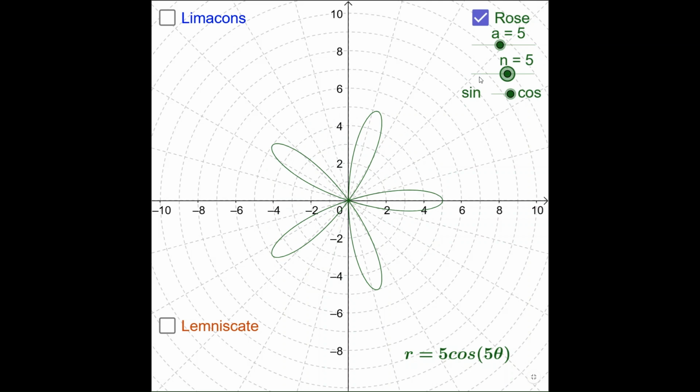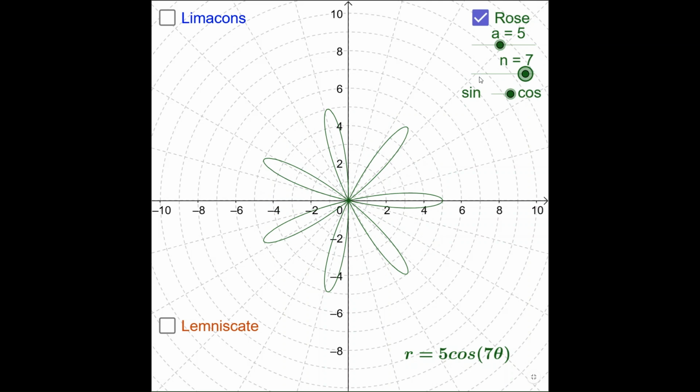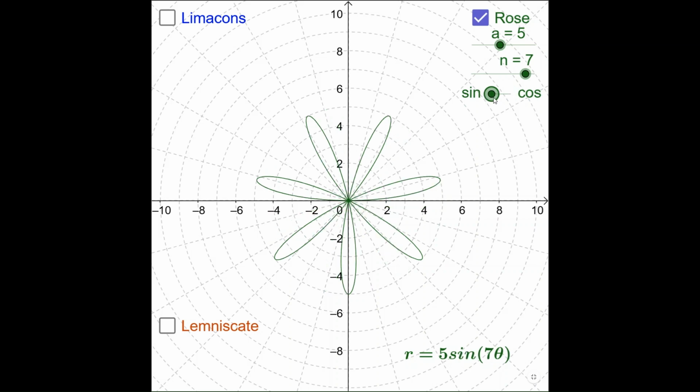If n equals 5, we have 5 petals. One petal, again, is on the positive x-axis. The other 4 are evenly spaced around. If n is equal to 7, we have 7 petals. One, again, is on the positive x-axis. The other 6, they're just all evenly spaced around. Okay, so cosine is more consistent. With cosine, if it's odd, you always have a petal on the positive x-axis. If it's a sine, remember it alternates between the positive y-axis and the negative y-axis.